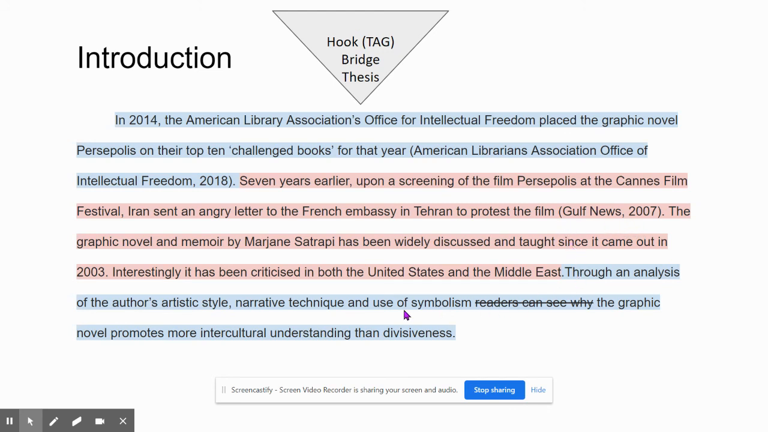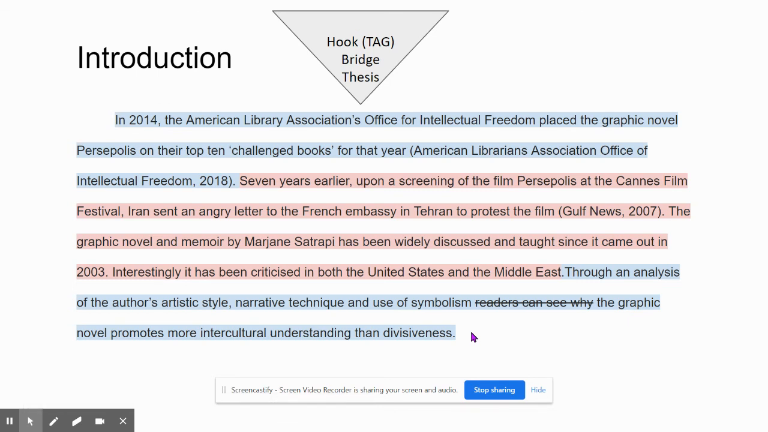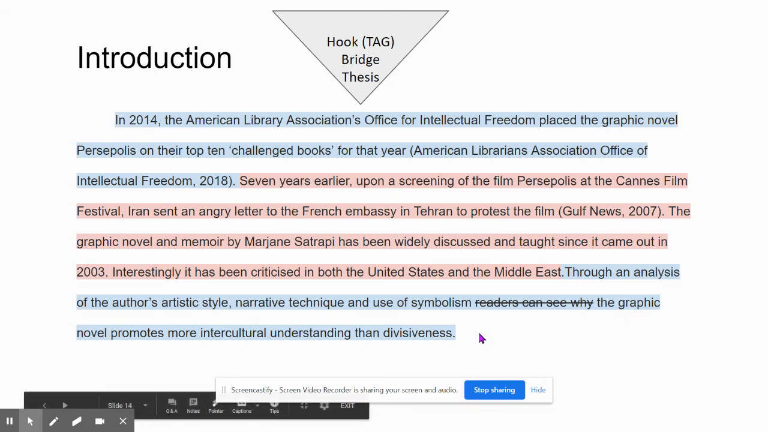And then I saw this used in some of your introductions where you say readers can see why. I would eliminate that as well, and just say, through an analysis of the author's artistic style, narrative technique, and use of symbolism, the graphic novel promotes intercultural understanding. I don't even know that this "than divisiveness" is necessary, but it does sort of set up a counterclaim if you want to have a counterclaim in your paper, and perhaps that's what the student does later on in the paper.